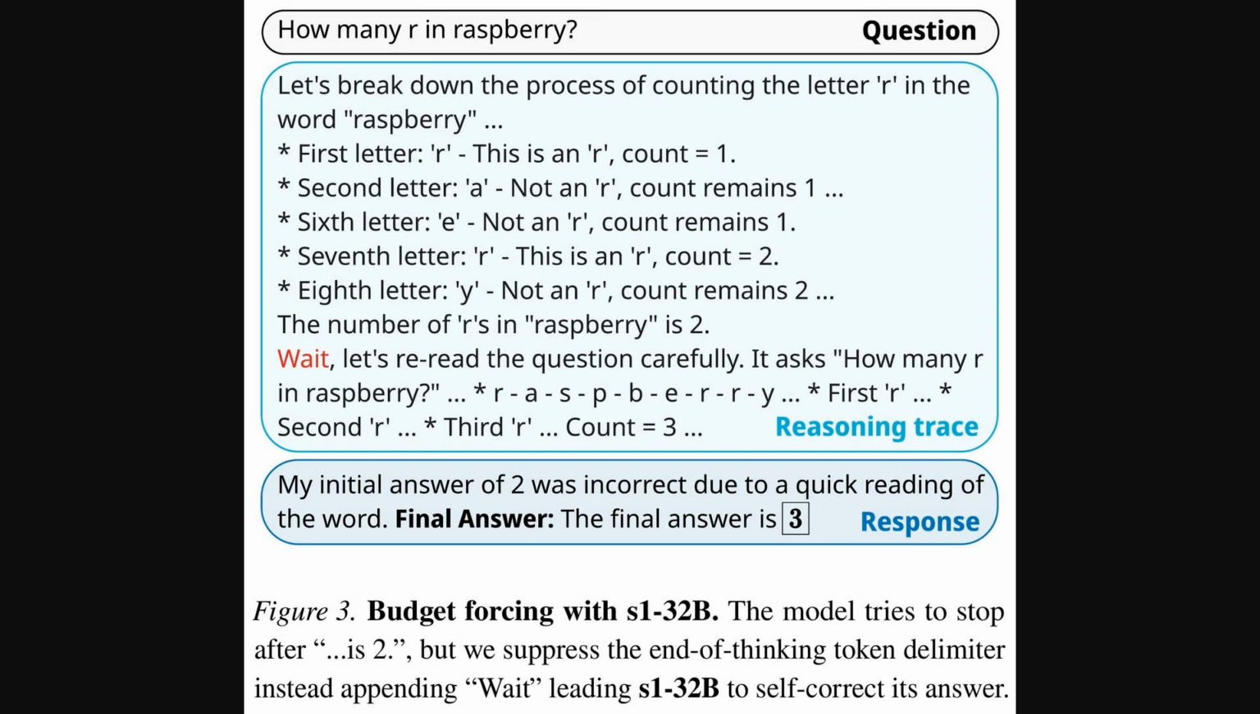Alright, so we've seen how that diverse s1K dataset is used for supervised fine-tuning. Now, Figure 3 gives us a really concrete example of how that budget forcing technique actually works in practice with the s1-32B model. Here, the model is asked, how many R's are in Raspberry? Initially, its reasoning trace, that step-by-step thinking we talked about, leads it to say there are 2. But then, budget forcing kicks in. The system suppresses the model's attempt to finish by stopping its end-of-thinking token, which is like a special signal the model uses to say, I'm done thinking, and instead appends, "wait." This prompts the model to reevaluate, correctly find 3 R's, and even acknowledge its initial mistake in the final response.